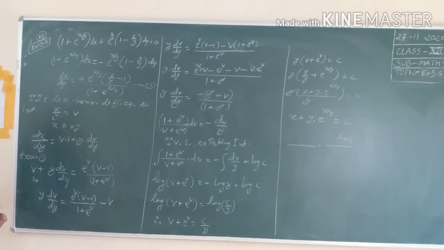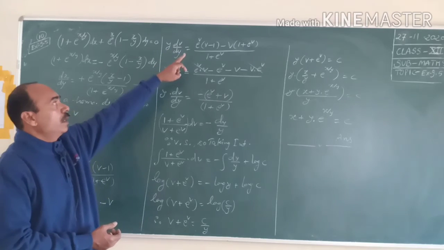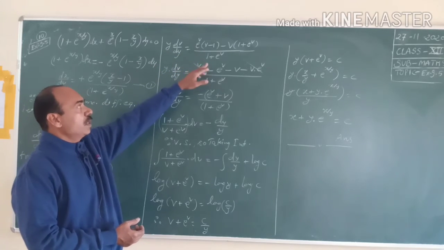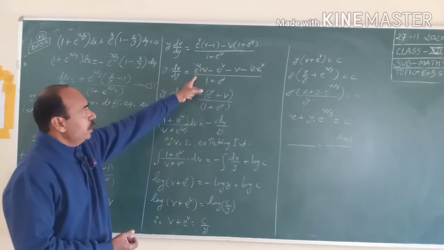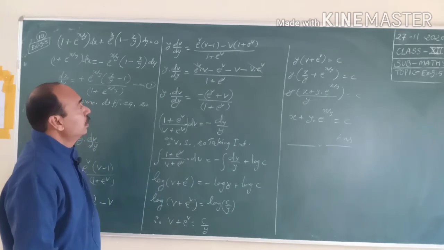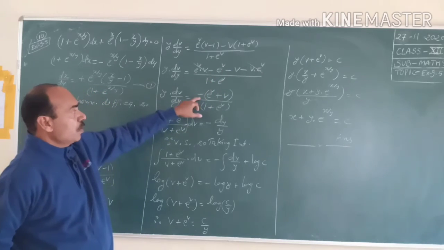Now from equation number 1, in place of dx upon dy, write this v plus y dv upon dy, and here e to the power v, v minus 1 upon 1 plus e to the power v. This v transfers into the right side and take LCM, so v into 1 plus e to the power v. So y into dv upon dy, and e to the power v into v minus 1 as it is, minus v into 1 plus e to the power v. So when we open the bracket, v into e to the power v will be cancelled out, only these two terms remaining, minus v and minus e to the power v, so minus sign is common out, both will be positive.